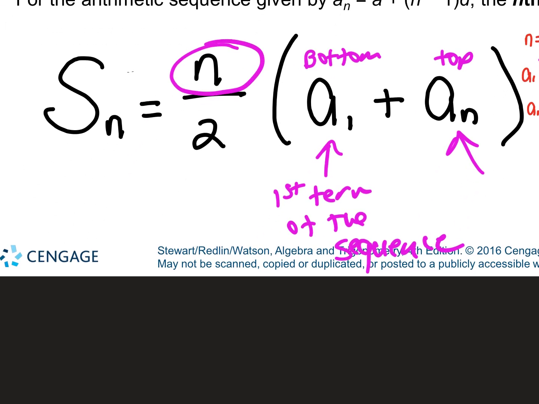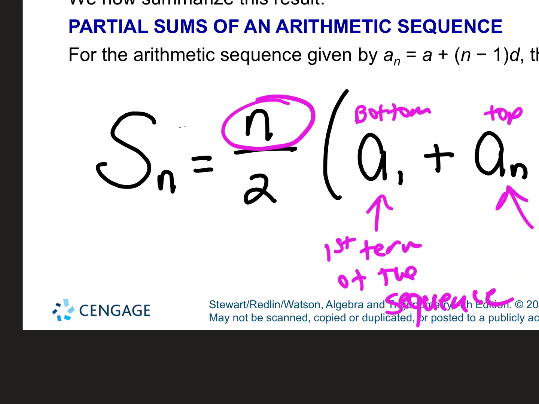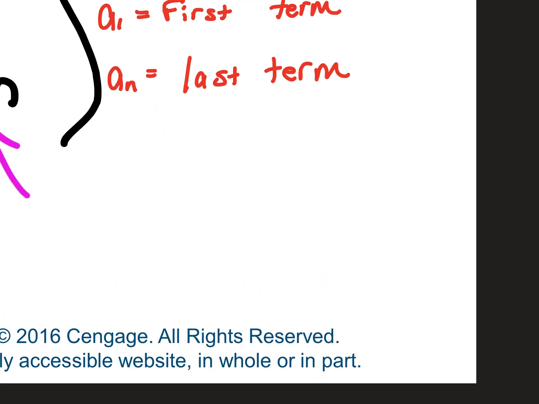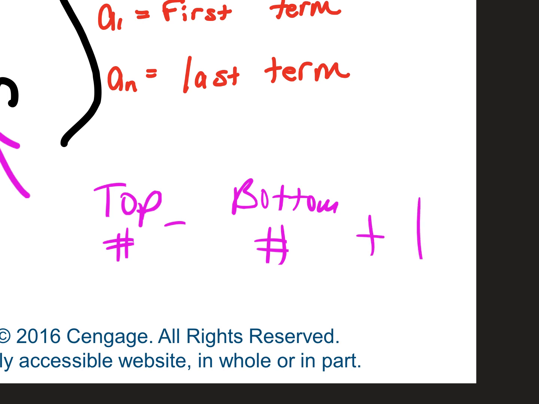Now, sometimes it's hard to determine how many numbers you're going to be adding together. If it starts with 1 and ends with 5, then you're like, okay, there's 1, 2, 3, 4, 5. Got it. But you're not always going to start with 1. Sometimes you start with 0. Sometimes you start with negative something. Sometimes you start with 12. So in order to figure out how many terms you're talking about, here's the little equation. Top number minus bottom number plus 1.